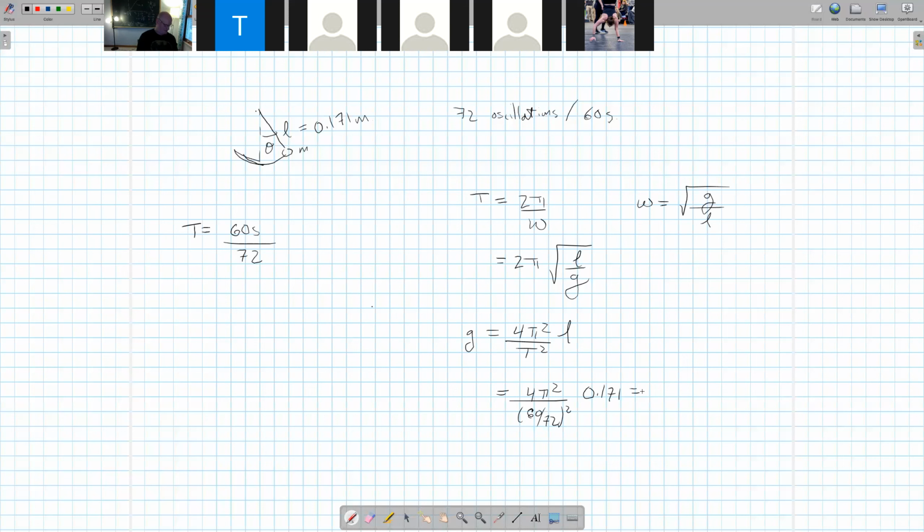So, look at my numbers. What I find in this case is that the acceleration he measures in his lab is 9.73 meters per second squared. So this is g according to his lab.